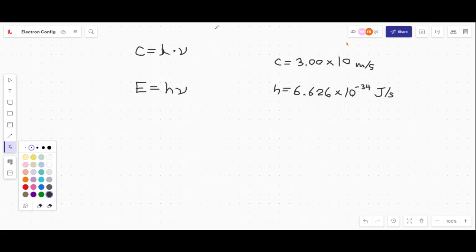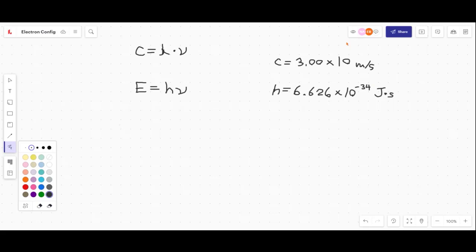Or actually, no, not joules per second. It's actually joules times seconds. My bad. Let me erase that. There we go. So it's 6.626 times 10 to the negative 34 joules times seconds. Okay. So those are two constants. And then, of course, the frequency and the wavelength. Those are things that we can determine by measuring the light that we're studying.